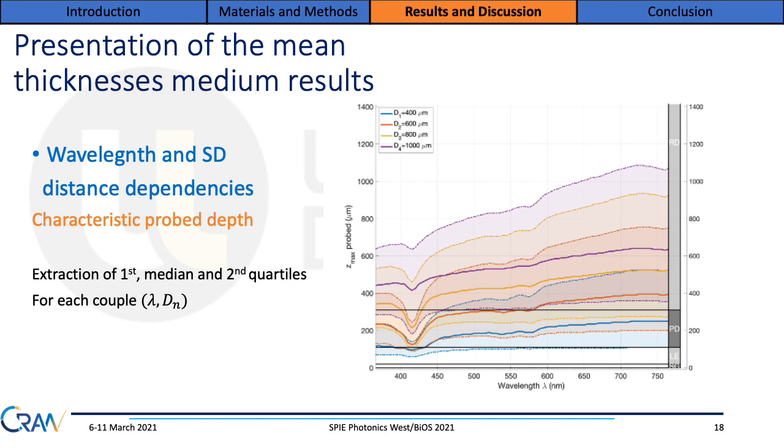Finally, one can also observe that the interquartile range widens when lambda is increasing, and this for all the source to detector distances. Indeed, the probe volume is very localized for the near UV wavelengths and spreads when it approaches the near IR ones.